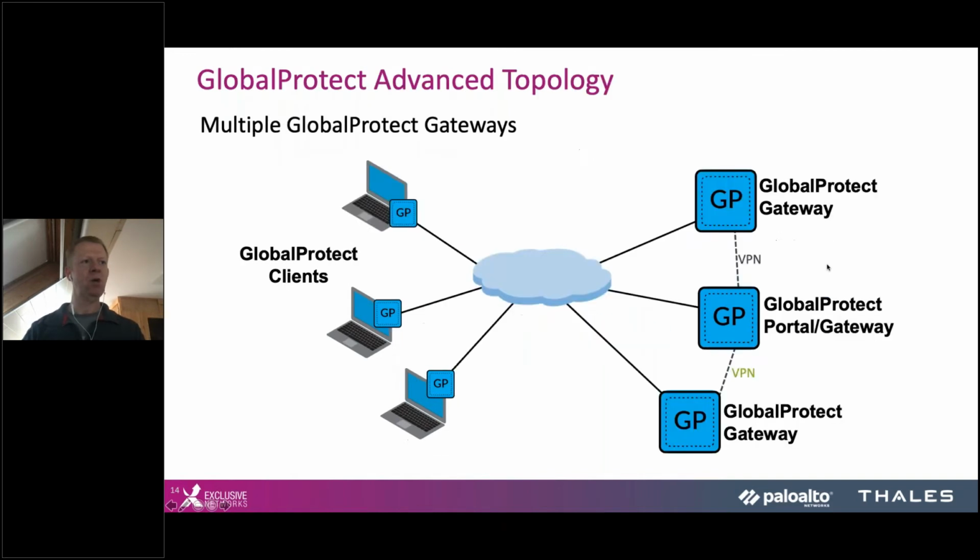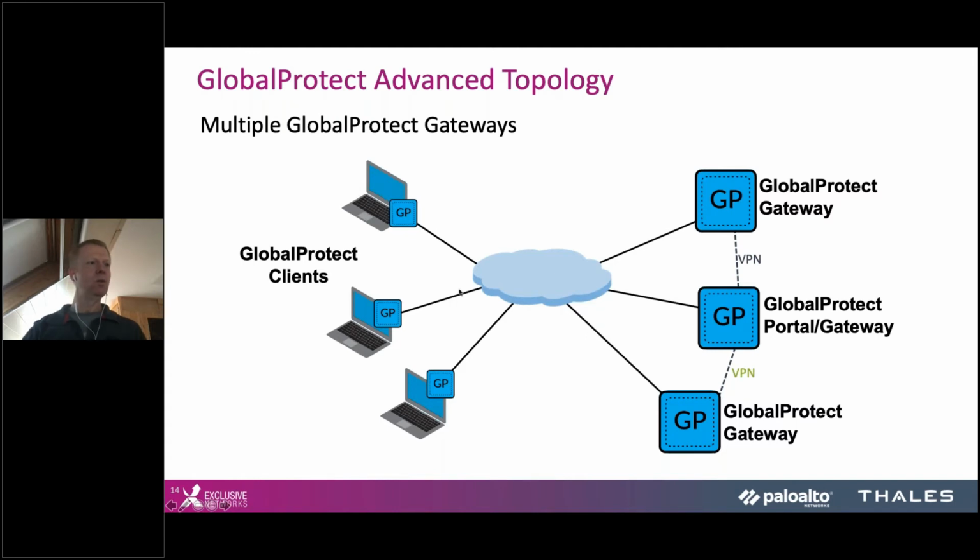Okay, now this is a more advanced setup. So suppose you have multiple locations, for example, one in the Americas, one in Europe, one in Asia, and of course you want to provide fast access. Then you need to install your gateways close to the users. So we still have the portal and the gateway approach, but here we only have one portal. We always have one portal. And one of the firewalls is acting as the portal, and all the others are acting as the gateway.